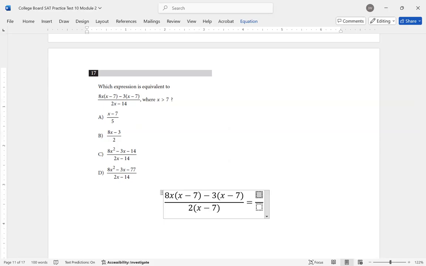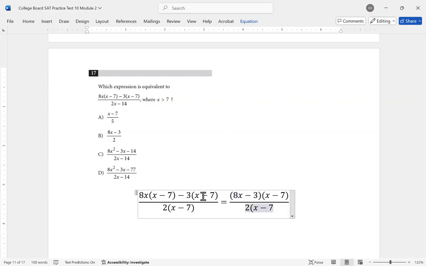There's a number of ways to see this. Because of the way I'm doing this, I'll write it this way. It's like 8x minus 3 times the quantity x minus 7 divided by 2 times x minus 7. That's one way to see it. You can also just see it as divide the first part by x minus 7, divide the second part by x minus 7.